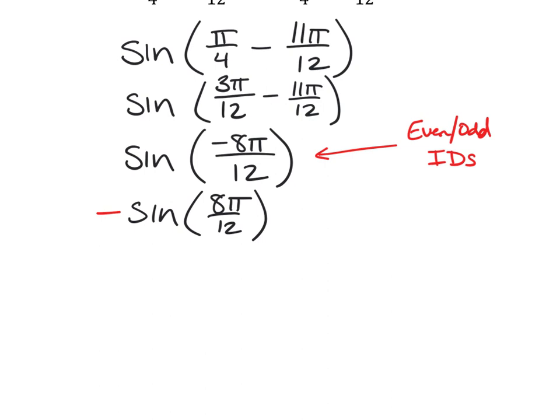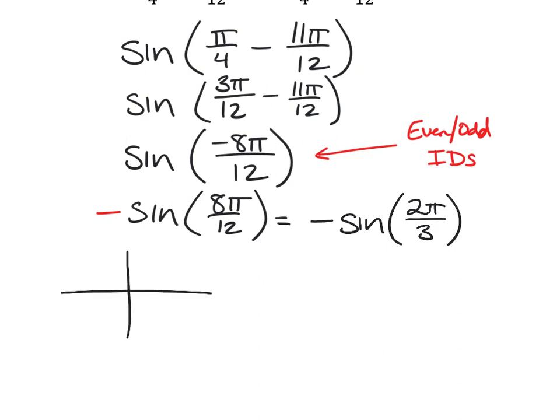Well, 8 pi over 12, I don't really know any of my trig values for that, so I'm just going to keep simplifying this down, and maybe it's something that I recognize. Can you simplify 8 pi over 12? To 2 pi over 3. Now, that's not exactly one I know, but I do know a bunch of other values when it comes to pi over 3. So if I think about where 2 pi over 3 is, it's here.